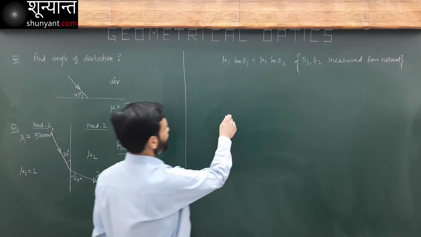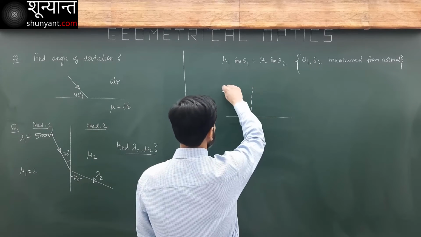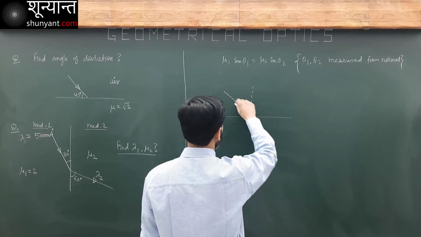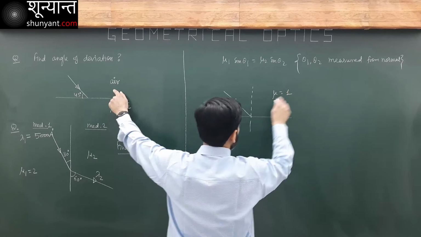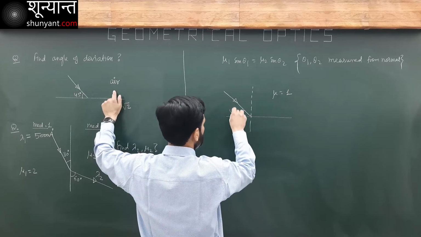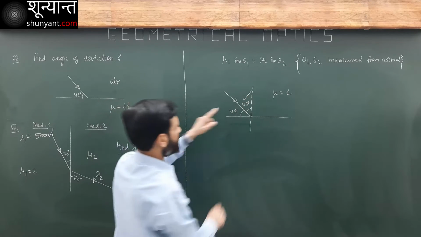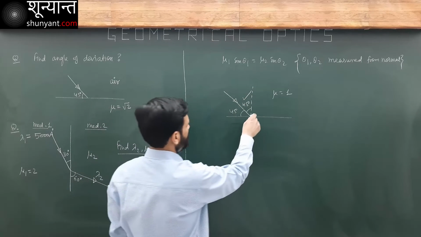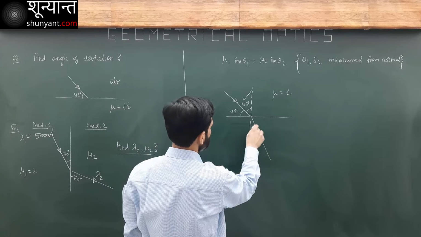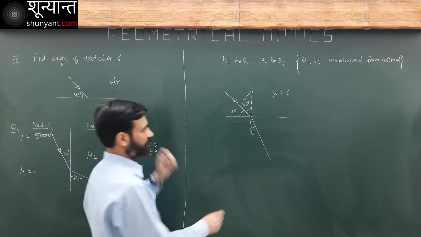So it's like this. This is air. So mu is 1. This is 45. So this also becomes 45. We actually have to take this angle from the normal. From the normal. In the other medium, there is going to be some theta. I do not know what it is going to be. I have to find out.